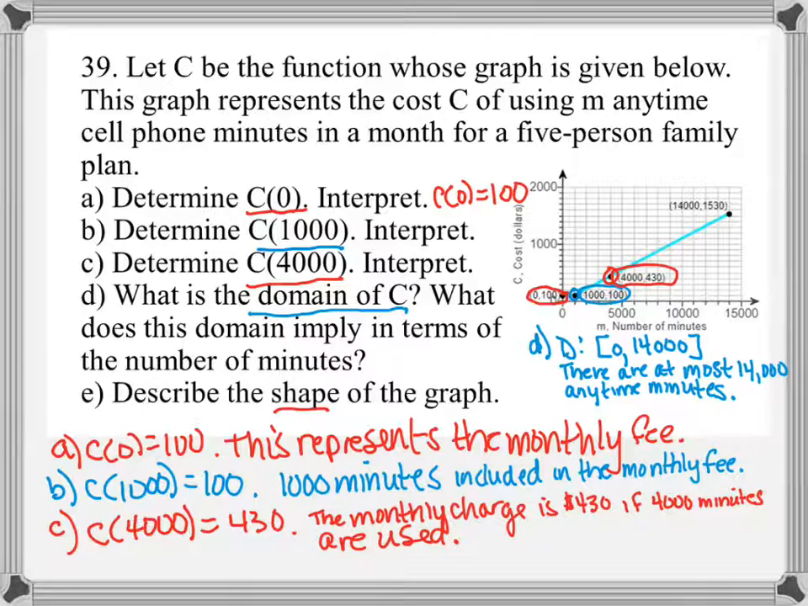Then finally, describe the shape of this graph. So we could say that the graph starts off flat or constant and then increases at a constant rate after m equals 1,000.